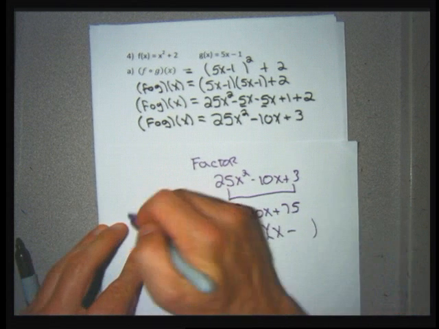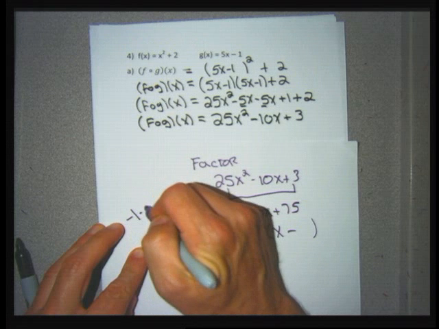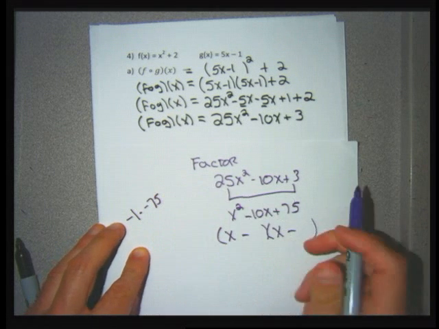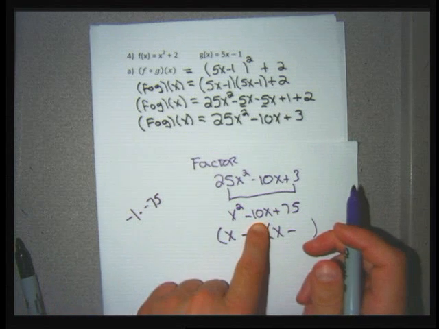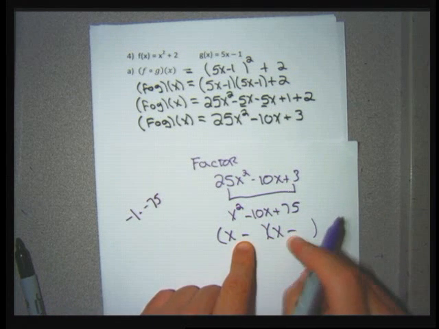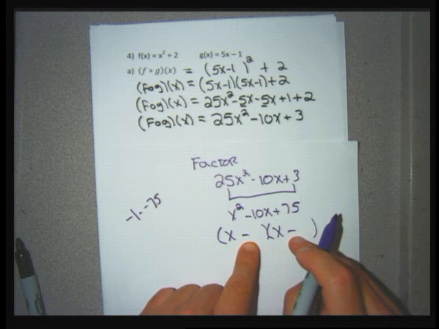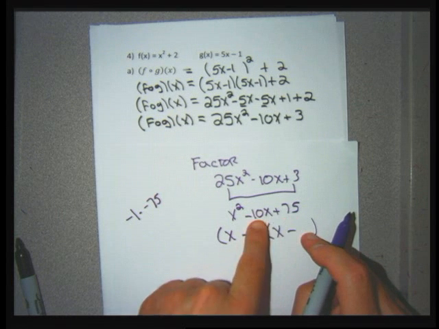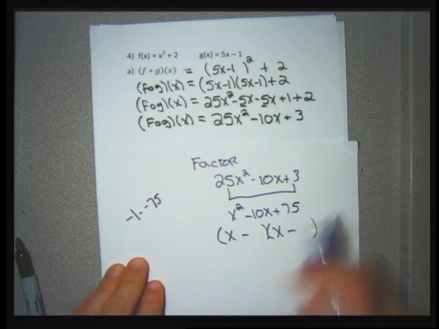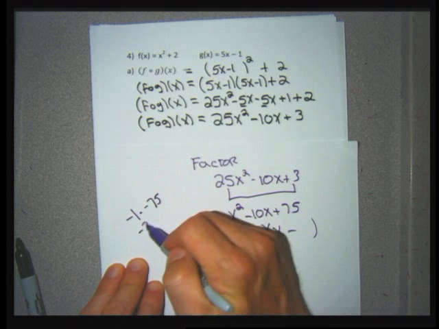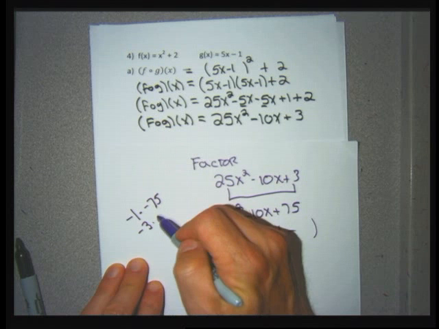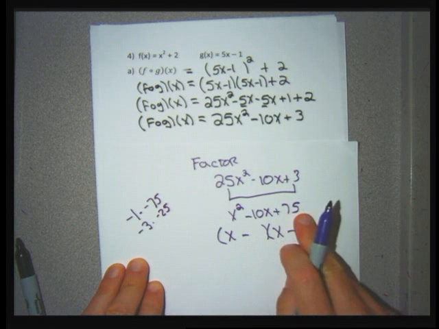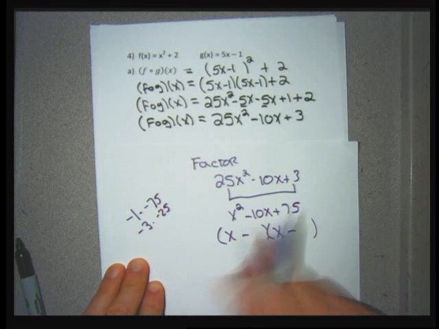The numbers that multiply to 75 are 1 and 75. I could say negative 1 and negative 75, because that way I'd be adding to a negative number. Both numbers are going to be negatives, because I need to multiply to a positive and add to a negative, so I need two negatives. Also, negative 3 times negative 25 multiplies to 75, but doesn't add to negative 10, so they're not good.